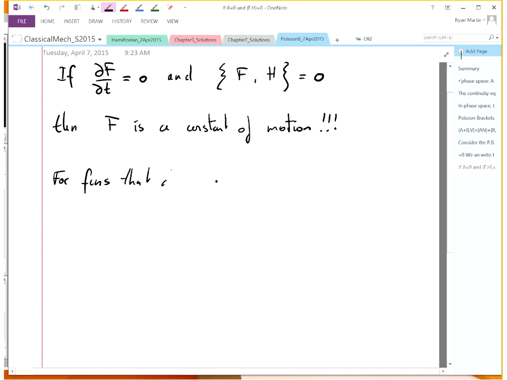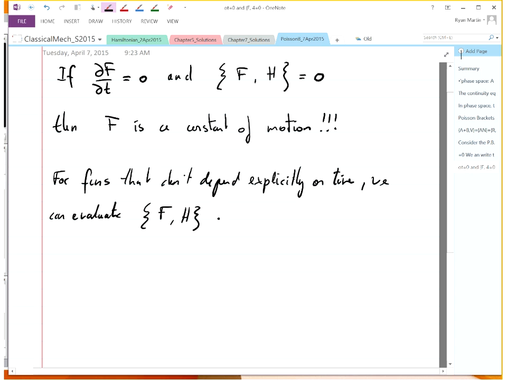So for functions that don't depend explicitly on time, we can evaluate the Poisson bracket of that function with the Hamiltonian and see if that is a conserved quantity. So these Poisson brackets are starting to have really interesting properties.